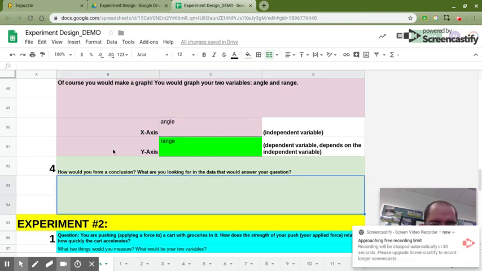All right. How would you form a conclusion? Oh gosh, I'm almost out of time. How would you form a conclusion? What do you look for in the data to answer your question? You're looking for the angle at which you achieve maximum range value.